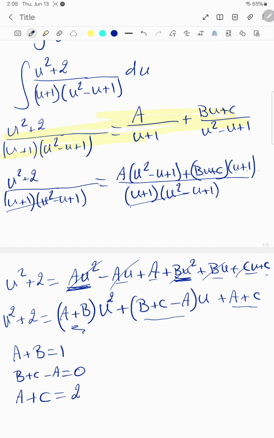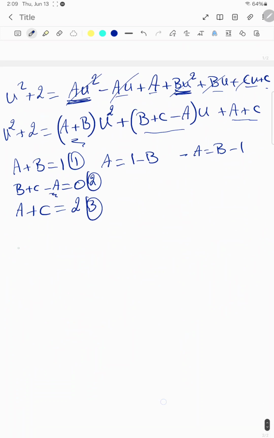So from this I can conclude that a is equal to 1 minus b, or minus a is equal to b minus 1. So this is my formula 1, my formula 2, and my formula 3. From formula 1, I know minus a equals b minus 1. I put minus a because I have minus a in formula 2. So if I go to formula 2 now, I have b plus c, and instead of minus a here, I can write b minus 1, plus b minus 1 is equal to 0.